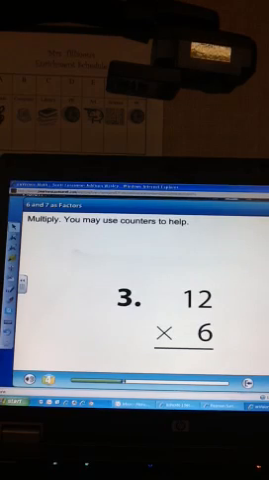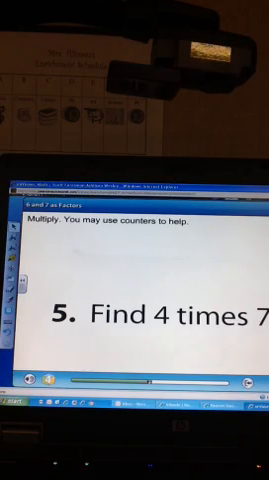Number 3 is 12 times 6. Number 4 is 11 times 7. And number 5 is 4 times 7. Those are your 5 problems. I look forward to seeing your answers, and I look forward to seeing you tomorrow in Math Workshop.